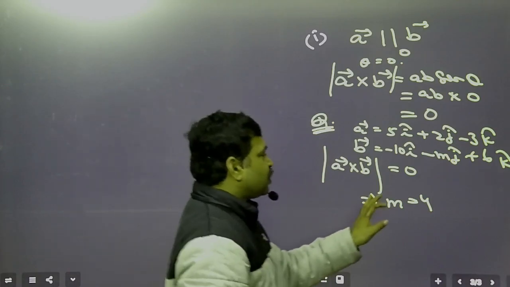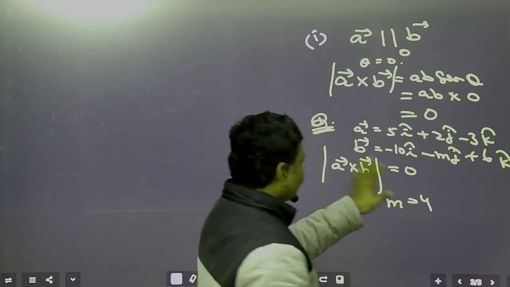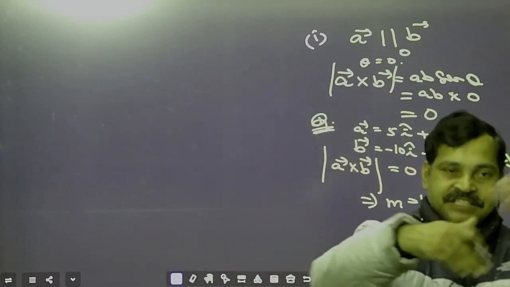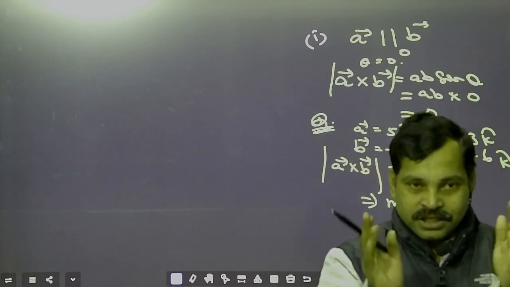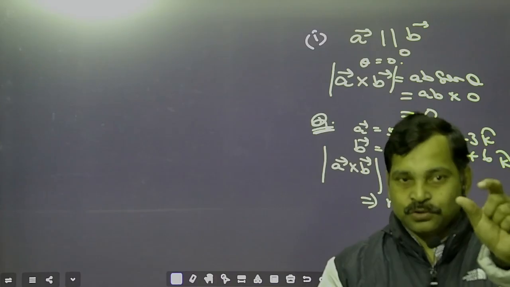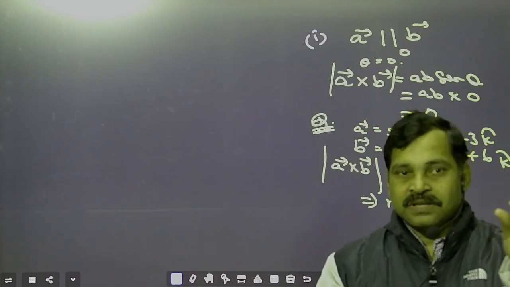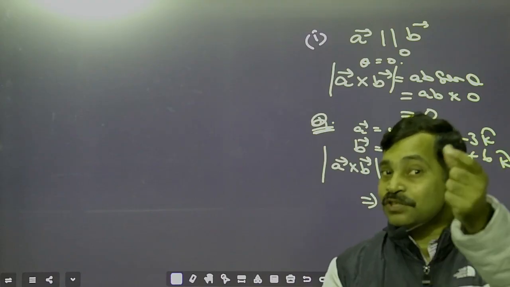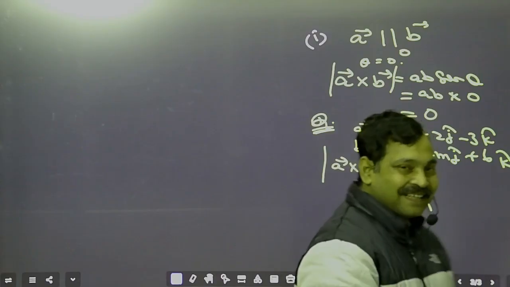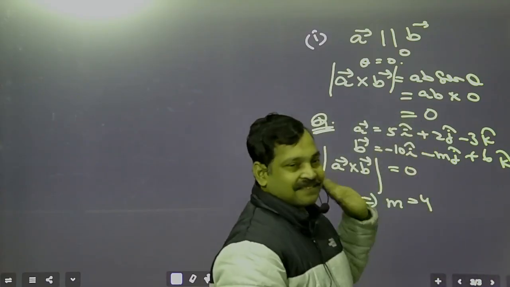Now I think it is understood to you. You have to calculate. So there is a shortcut method. The shortcut method is that the ratio, parallel means what? For two lines, if they are parallel, then what happens? A1 by B1 is equal to A2 by B2 is equal to C1 by C2. But here the sign will be changing.